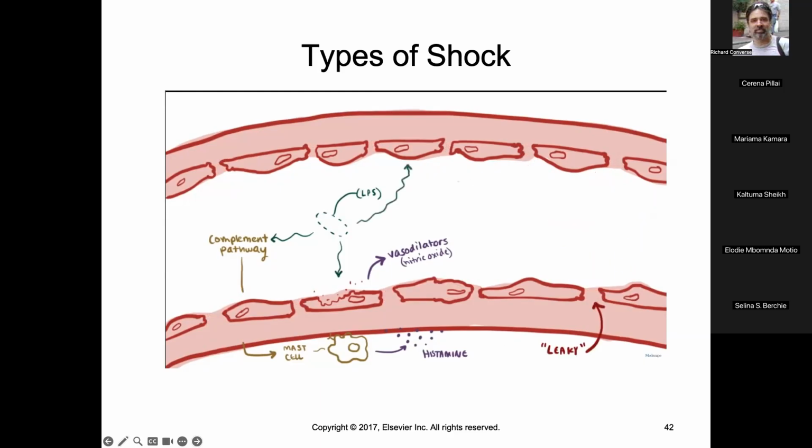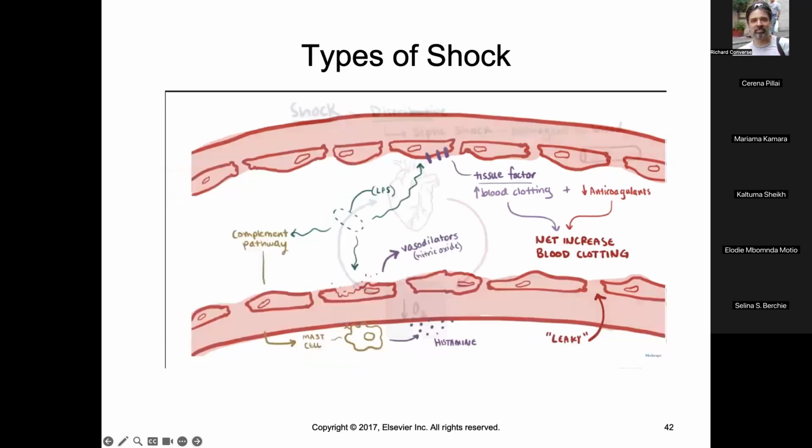Also, endothelial cells express a procoagulant called tissue factor. Procoagulants are molecules that increase blood coagulation, or blood clotting. And this, in combination with an overall decrease in anticoagulants, which usually decrease clotting and seem to be often depleted or used up during sepsis, leads to a net increase in coagulation and clotting in the microvasculature. And of course, clotting and blockages in the blood vessels further decrease perfusion, right?